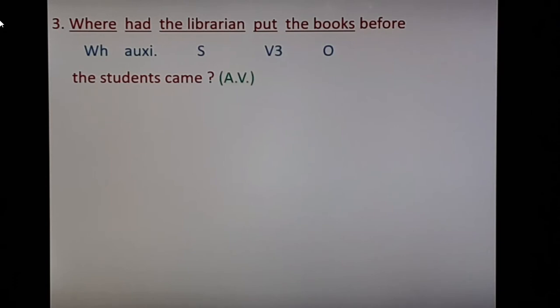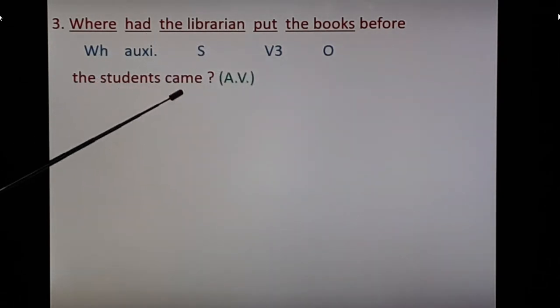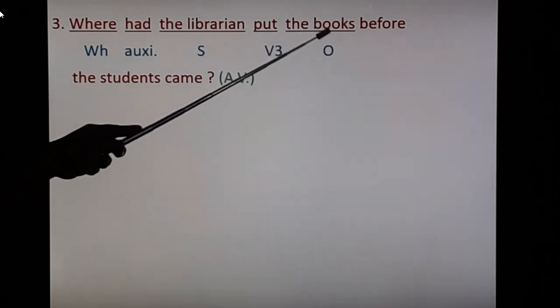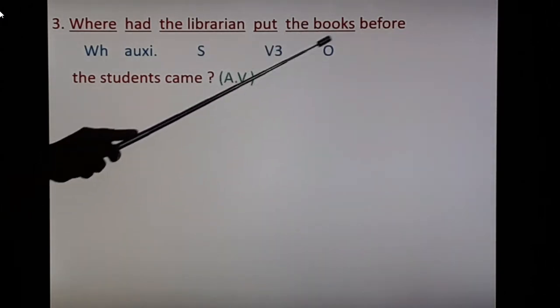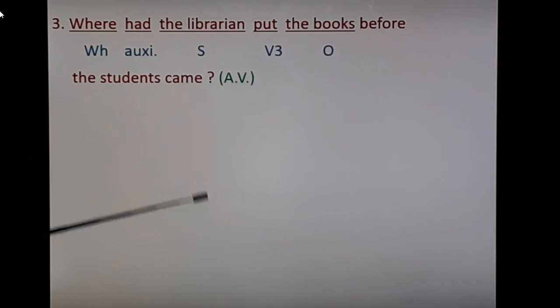Next, with WH questions. Where had the librarian put the books before the students came? So where, that is WH question, had, auxiliary verb, the librarian, subject, put, V3 form, the books, object. And before the students came, the rest of the sentence will be the same in passive also. Question mark, and this is active voice because here been and by are not given.